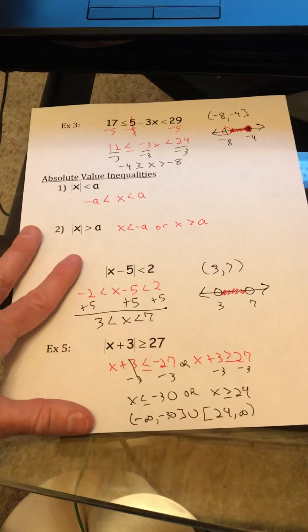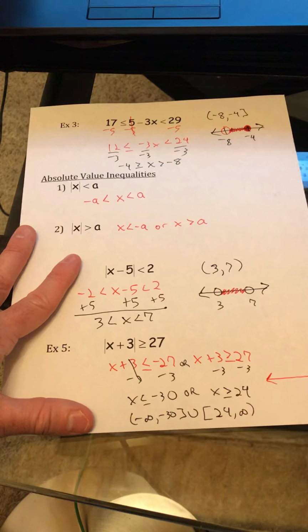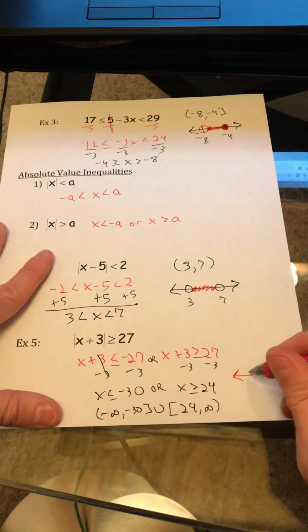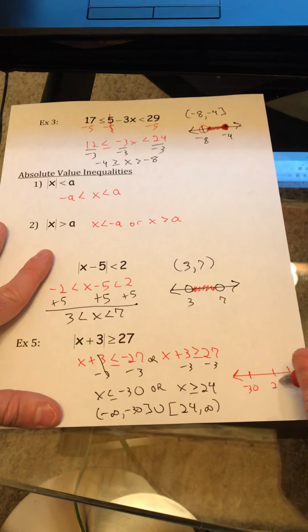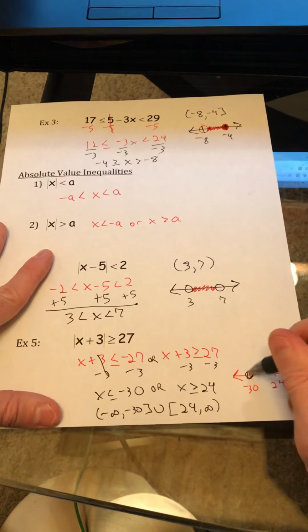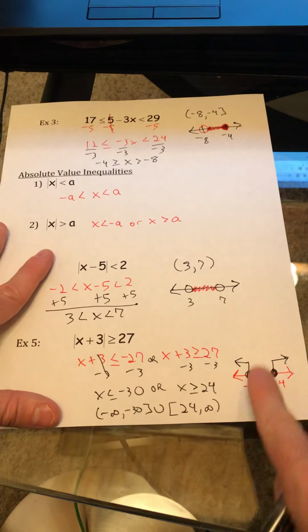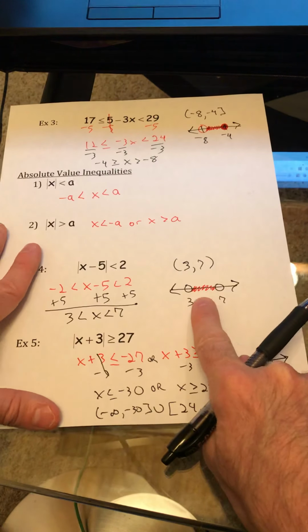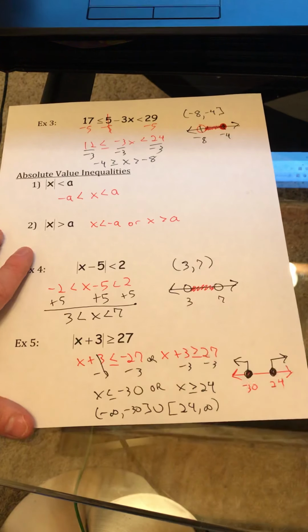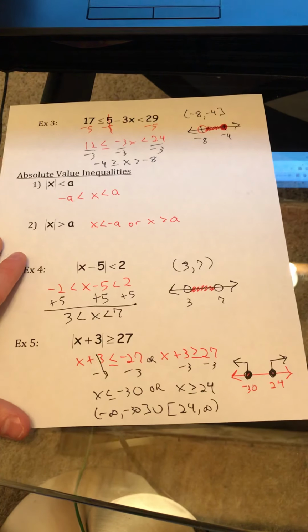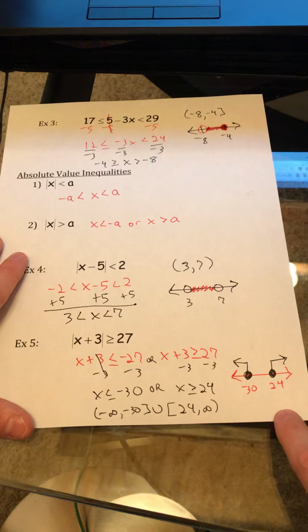And so on a number line, I'm not picky at all about how evenly you space those, negative 30, 24. Since they are equal to, we'll use closed dots. I'll admit when it's an or, I actually kind of like the arrows. When it's a closed interval, I'll do shading more often than not. But that's a quick review over the topics of both linear inequalities and absolute value inequalities.